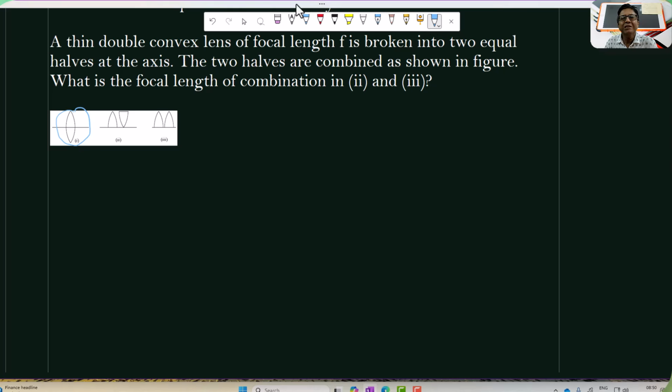The question is, what will be the focal length of the combination in two cases, I mean case 2 and case 3. Obviously, we will be using the combined focal length formula, 1 by f equal to 1 by f1 plus 1 by f2.